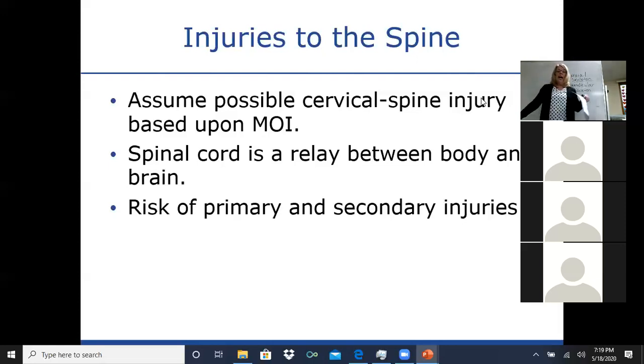So would I or wouldn't I, as a result of the mechanism of injury, want to apply a C-collar? What are your thoughts on that? You guys tell me, what would you do?